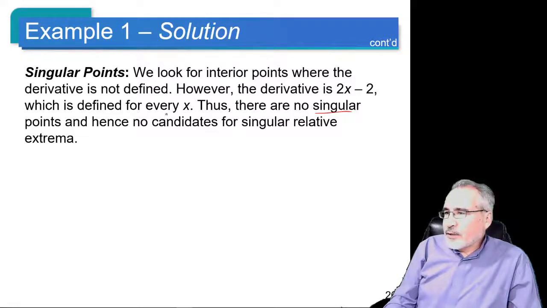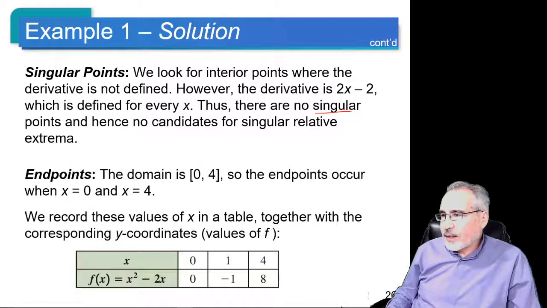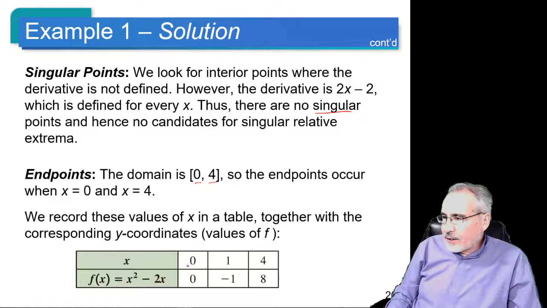Yeah, we know there's no singular points because the derivative is defined everywhere. So we go ahead and look at the endpoints. Again, this is where x equals 0, 1, and 4. So those are the 2 endpoints with the 1 critical point. Plug it into the original function. Notice this is our original function.